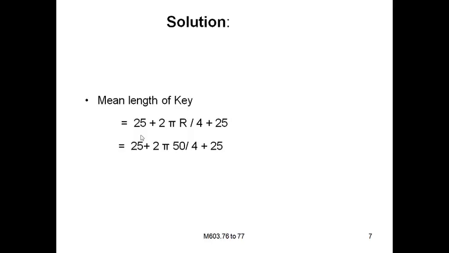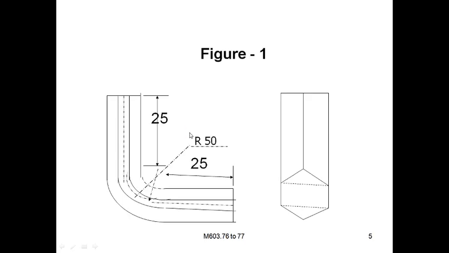So first you calculate the length of the key, the mean length of the key, because you have a bent portion here, that's why he is mentioning this as the mean length. As you can see here, 25 mm and 25 mm, you sum up these values. Then you have a bent portion here, which is exactly the quarter portion of a full circle. What is the circumference if it is circular in its cross section? It is 2 pi r, or pi d.